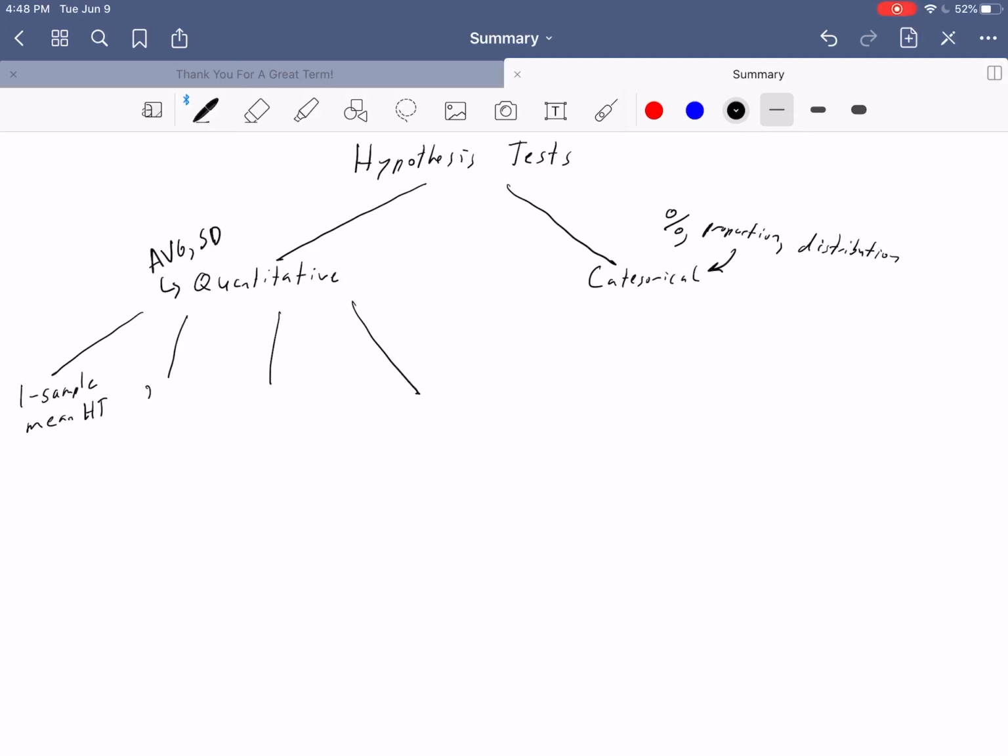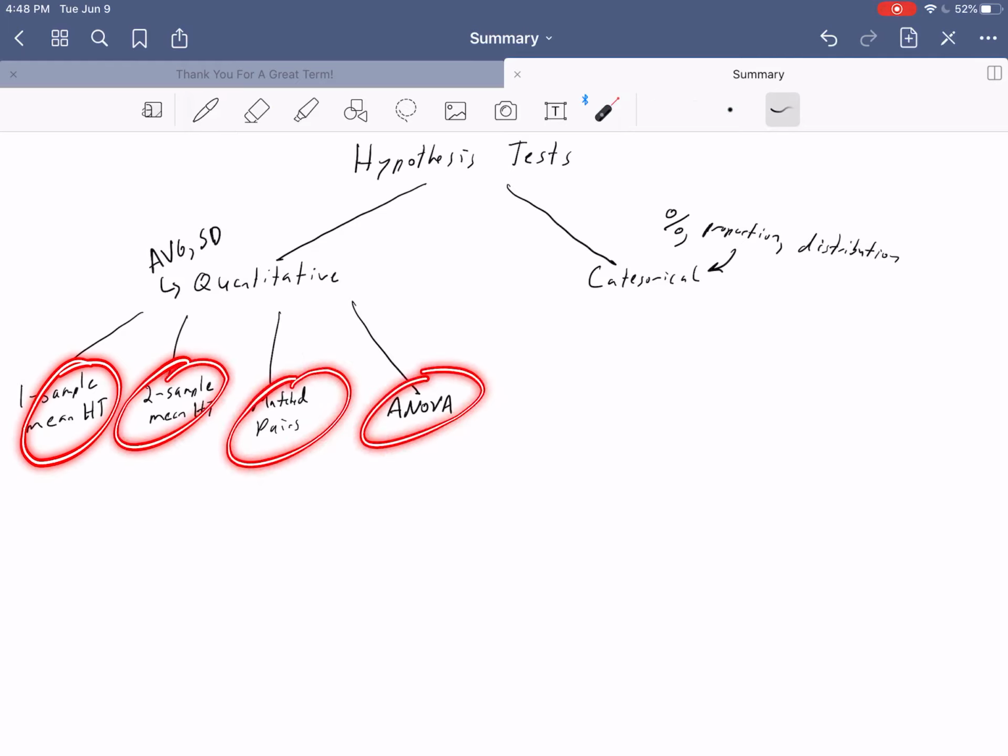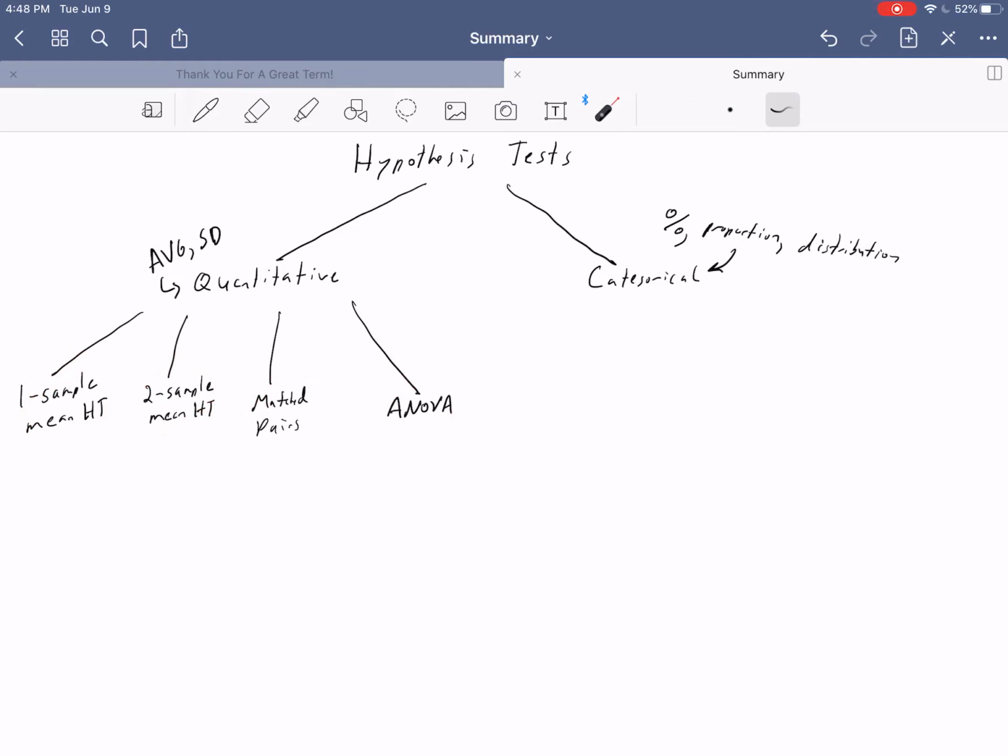Then we also talked about the 2 sample mean hypothesis test, the matched pairs, and most recently, we introduced our final quantitative hypothesis test, the ANOVA hypothesis test. So these are the 4 different procedures that you might apply when you have quantitative data. How do we distinguish between these?